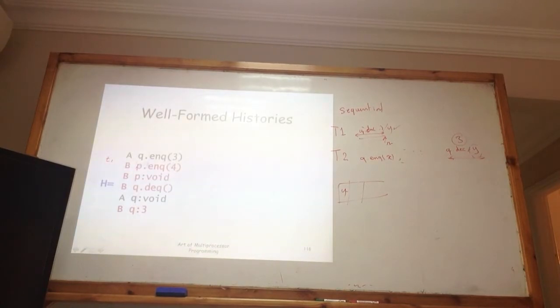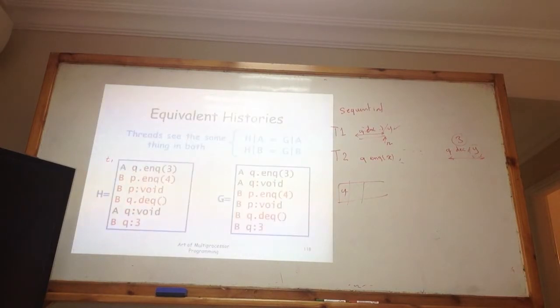Let's see what happens. Here you have the enqueue, the response, and enqueue and dequeue. As you can see here, the dequeue returns 3. The void response is here, it's finished, a response to the first one. Yes, of course, that's delayed. And this is a per-thread projection.